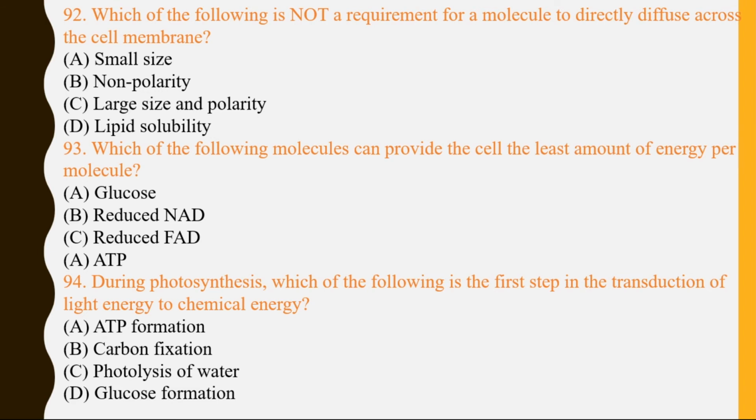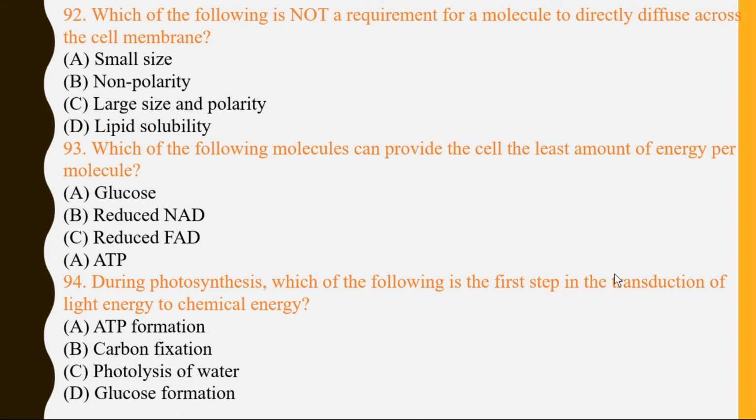In aerobic respiration, glucose produces 2 ATP and 6 ATP from NADH2, and in total produces 36 or 38 ATP, which is large. Reduced NAD, as I told you, produces 3 ATP per NAD, while one FAD produces only 2 ATP. ATP is very large, so the least amount of energy is produced by reduced FAD. So choice C is the correct answer.